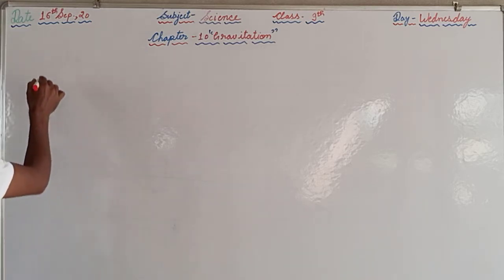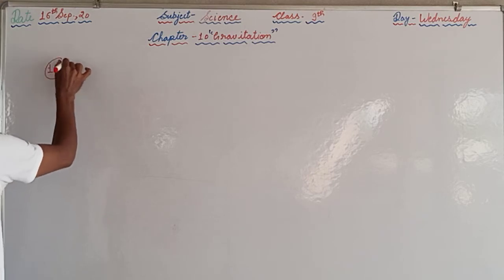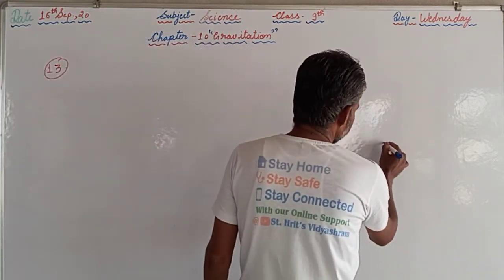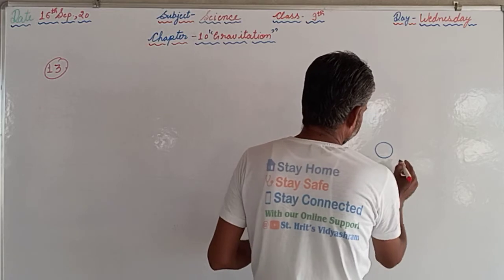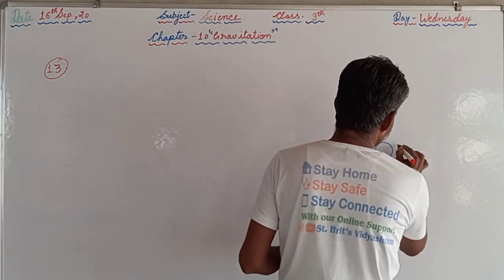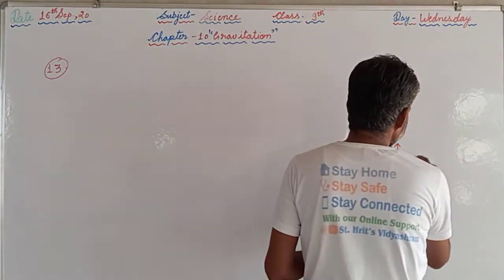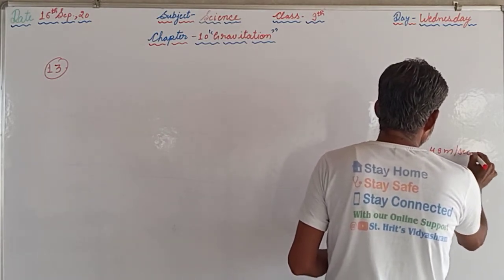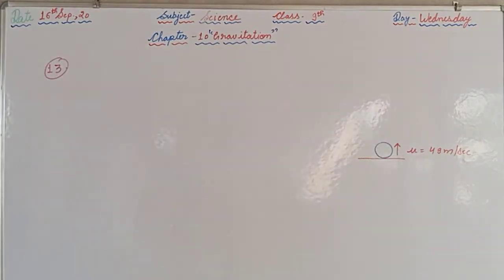In question number 13, it is given that one ball is thrown vertically upward with a velocity of 49 meters per second. One ball is projected from the ground in the upward direction with the initial velocity of 49 meters per second. Now we are supposed to find first the maximum height to which it rises.